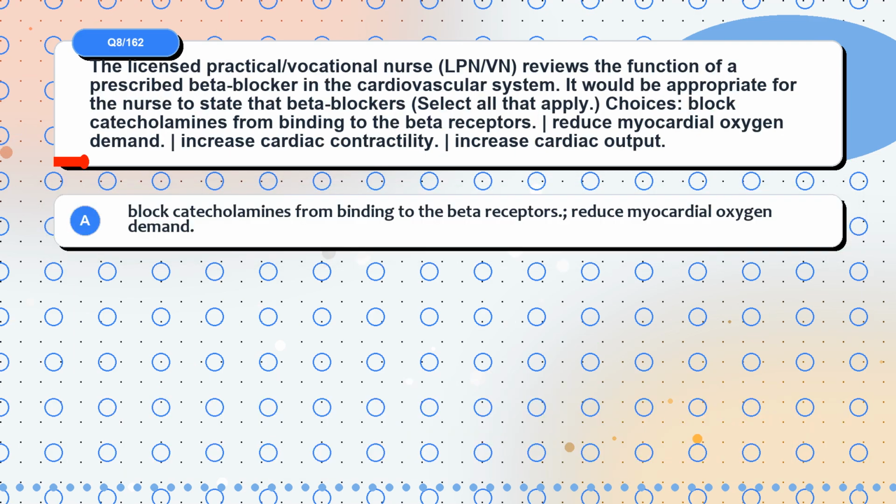Question 8. The licensed practical/vocational nurse (LPN/VN) reviews the function of a prescribed beta blocker in the cardiovascular system. It would be appropriate for the nurse to state that beta blockers: select all that apply. Choices: block catecholamines from binding to the beta receptors, reduce myocardial oxygen demand, increase cardiac contractility, increase cardiac output. Option A: block catecholamines from binding to the beta receptors, reduce myocardial oxygen demand.